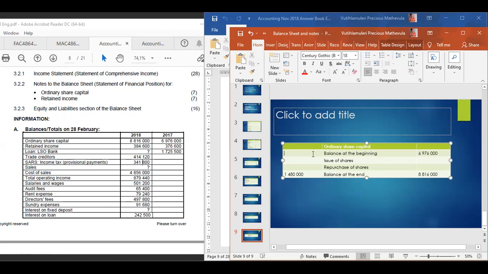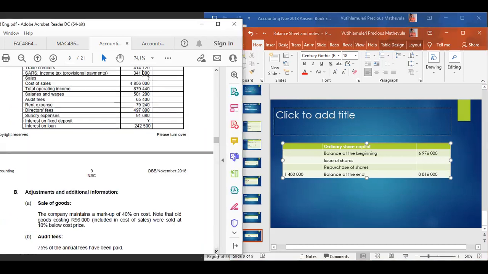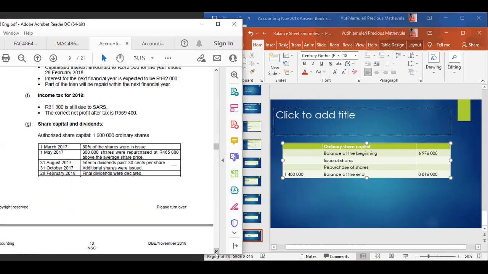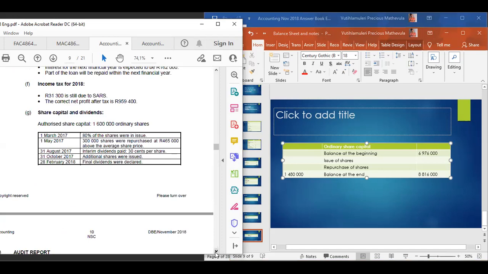To do that, we have to know the number of shares that were at the beginning. So we're going to look at the additional information that has to do with ordinary shares here. So here we come. Authorized share capital is 1,600,000. So this is the total number of shares that we can issue to the public.